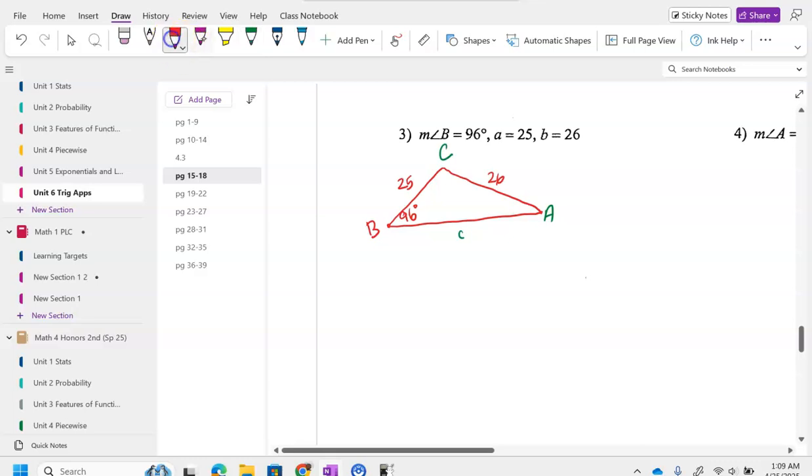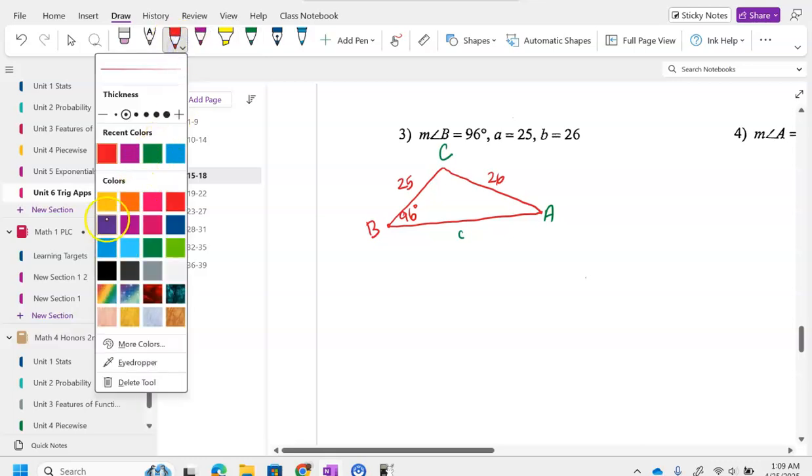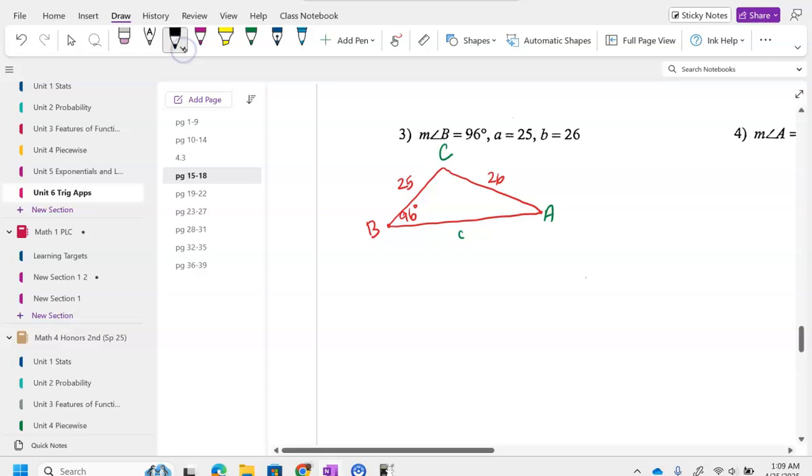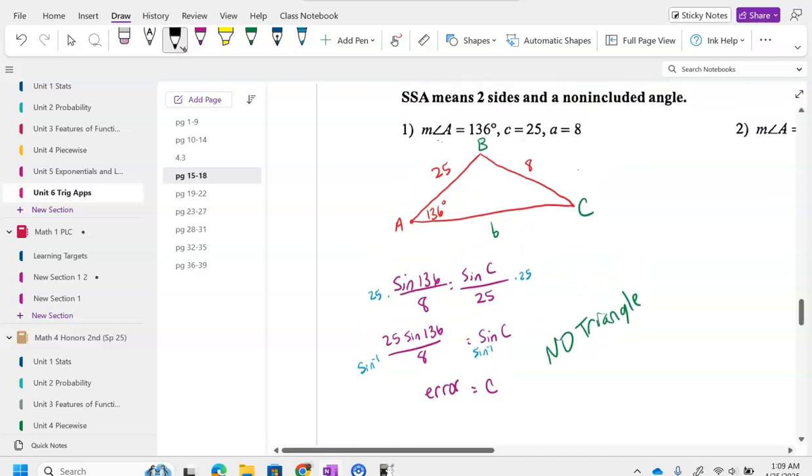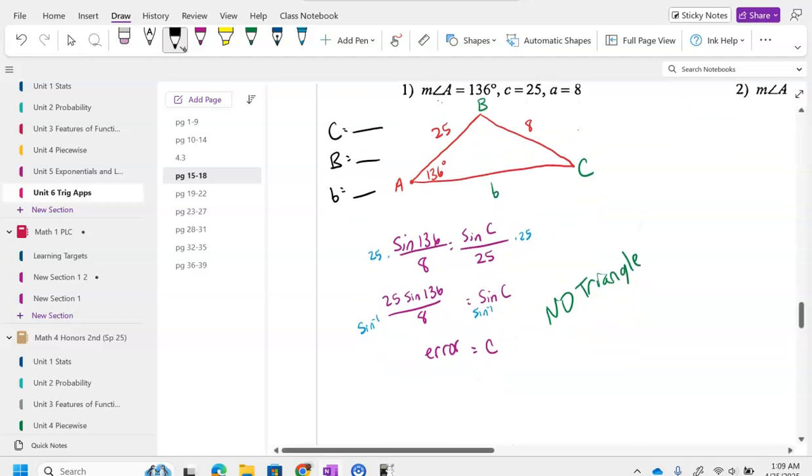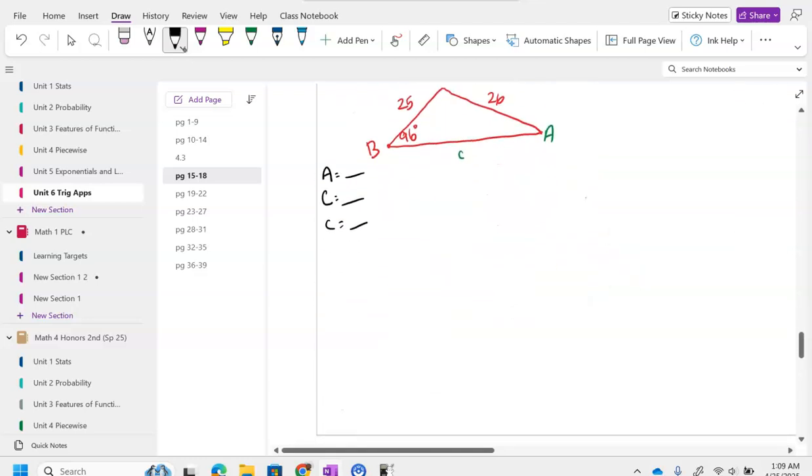What we are looking for is angle A, angle C, and lowercase c. Up here, we were looking for C, capital B, and lowercase b. It's just that we ran into an issue that the triangle doesn't exist at all. So basically what that meant was the opposite side is too short to even make a triangle exist.